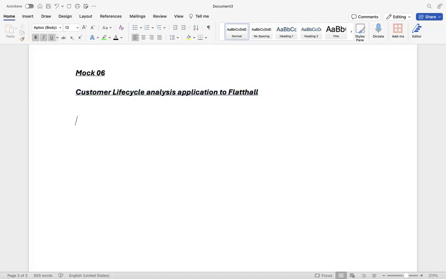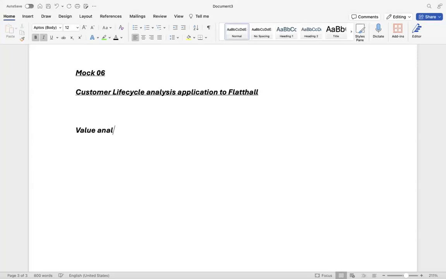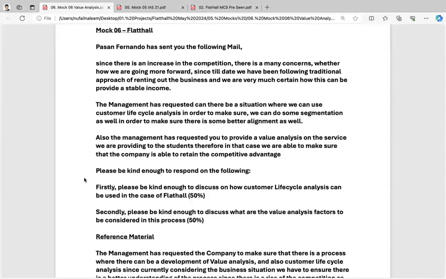And then, students, can we just effectively go to the next one? Discuss what are the value analysis factors to be considered in the process. So I'll write down here, value analysis factors to be considered in the process. So students, let's work on this. Now here, if you observe both the questions, it's not an accounting standard question. Both the questions are effectively focusing on business application of these models.